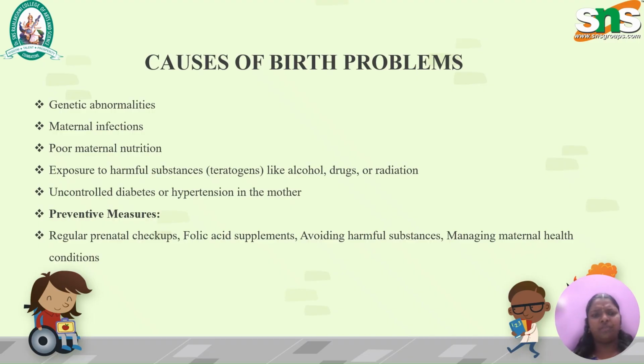Next, what are the causes of these birth problems? As I already told, it can be because of genetic abnormalities, or maternal infections, or if the mother smokes or drinks, it will affect the baby also. Next is poor maternal nutrition. If the mother is not eating proper, nutritious food, it will also affect the baby. Then exposure to harmful substances like alcohol, drugs, or UV rays. Also uncontrolled diabetes. If the mother has thyroid problems, sugar, or BP, it will also affect the baby.